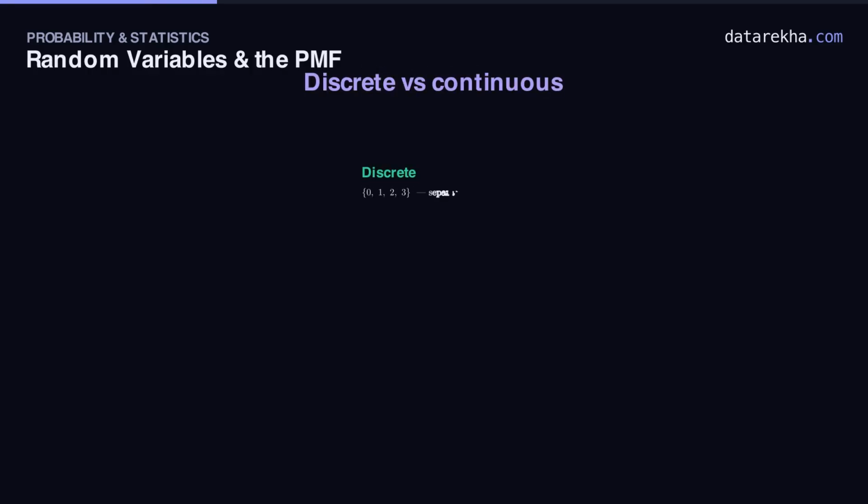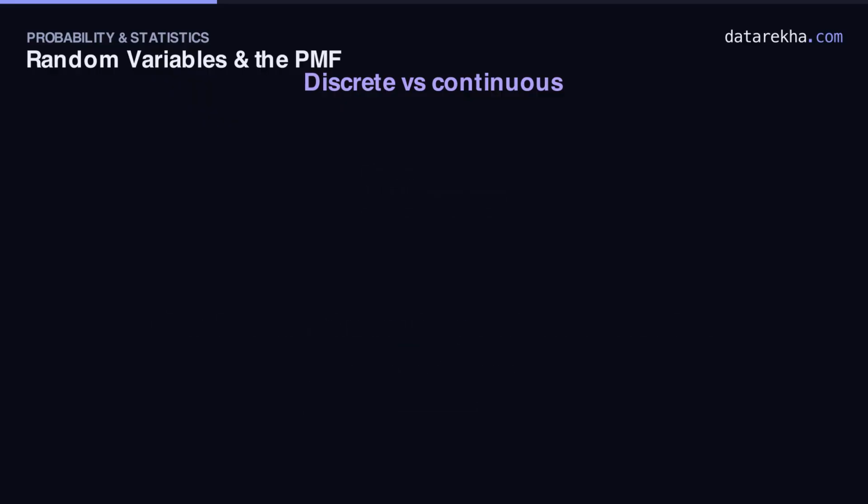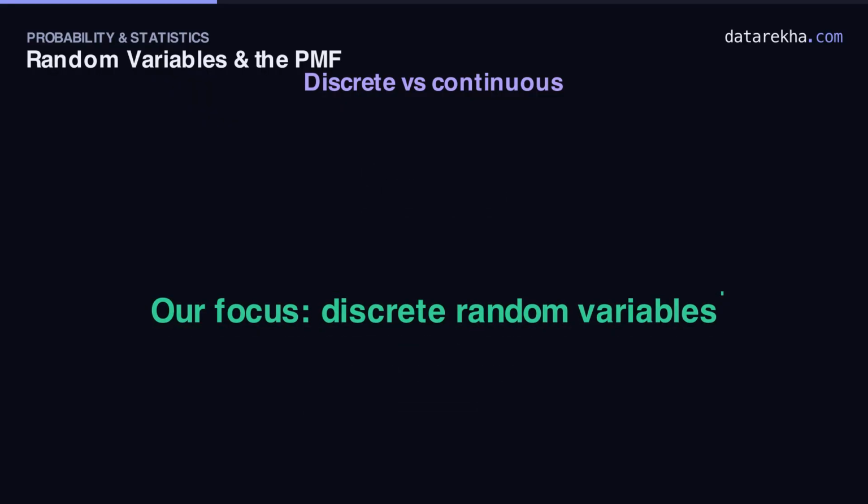Random variables come in 2 flavors, and the difference decides every tool we use. A discrete random variable takes values you can list. A countable set, like 0, 1, 2, 3, or all the whole numbers. A continuous random variable, by contrast, fills a whole interval of the real line, like any height between 1 and 2 meters. There's no gap between neighboring values. For this lesson, we live entirely in the discrete world. Variables whose values we can list, one by one. That's exactly where the probability mass function feels most at home.